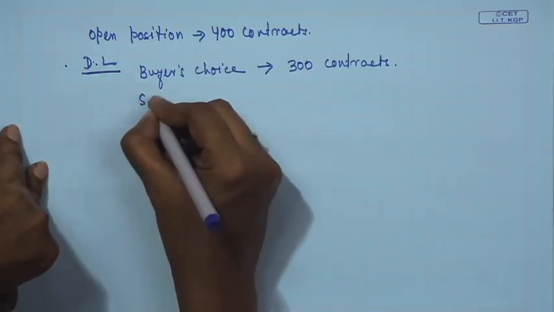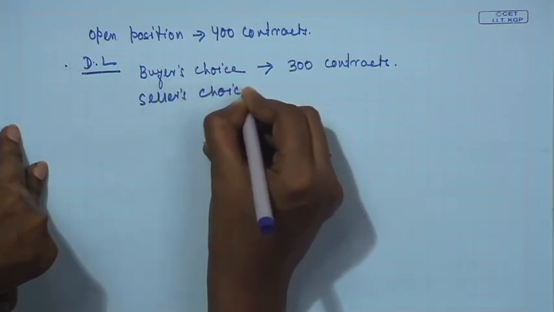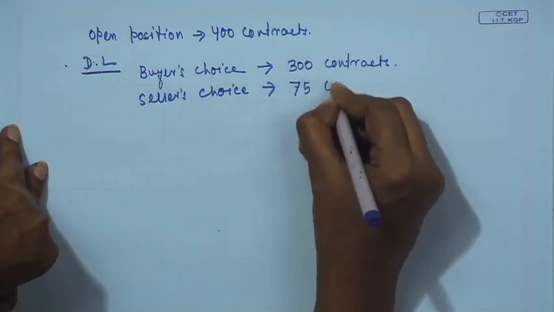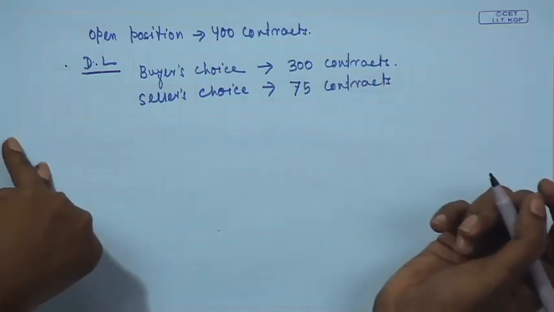If the delivery logic is seller's choice, suppose sellers give an indication that they would like to deliver the underlying for only 75 contracts.